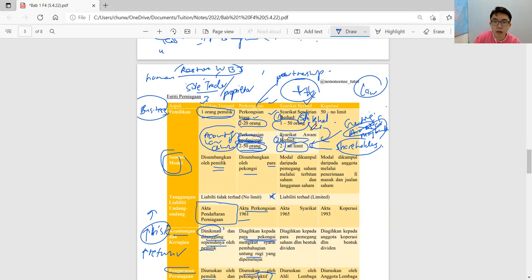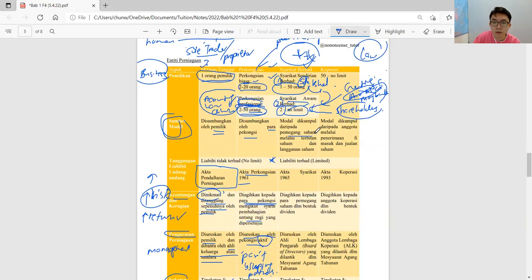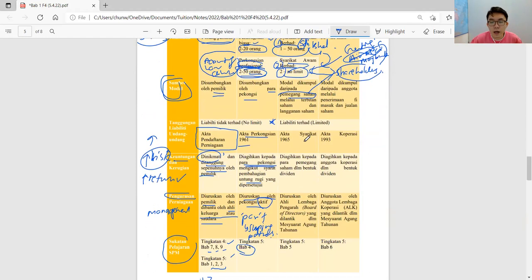Alright, and this modal akan dikumpul daripada pemegang saham. Pemegang saham is shareholder. So the shareholder will invest money into this company. Alright, and then you see now a liability terhad. Tadi liability terhad. Hold on for a while, and then they register under akta syarikat. Can you see they use a different akta, meaning their rules will be different. They have different law, okay?